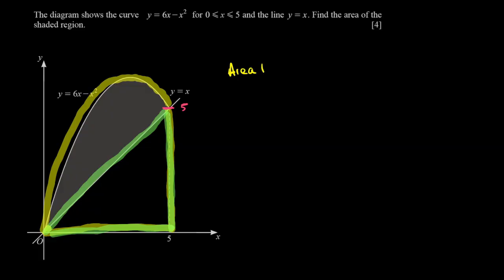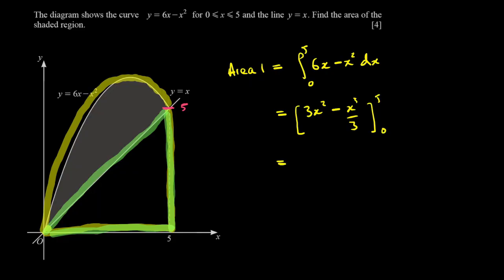That's area 1, I'll call that, and that's equal to the integral of 6x minus x squared dx. And we're integrating between 0 and 5, right? Because that's our x-coordinate for our lower bound all the way up to the upper bound. So if we integrate that, we will get 3x squared minus x cubed upon 3. And we're going to substitute in our bounds 5 and 0.